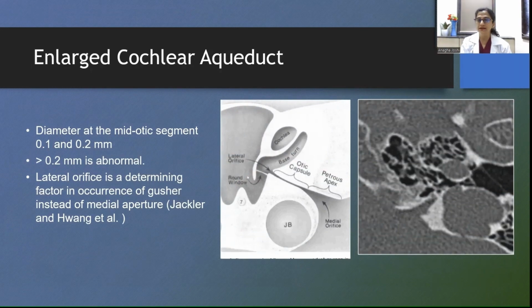You also need to identify the cochlear aqueduct. Typically, the diameter is measured at the mid-otic segment, which is usually 0.1 to 0.2 millimeter in diameter. So anything more than 0.2 millimeter is abnormal. And you have to understand that the lateral orifice is the determining factor in occurrence of gusher more than the medial aperture.